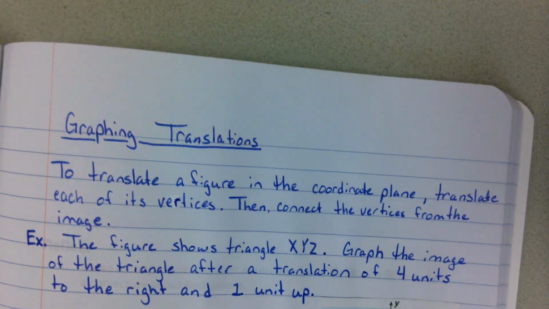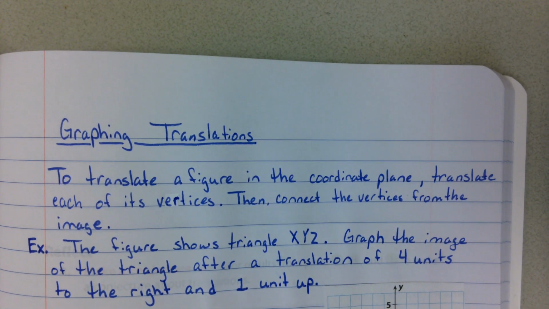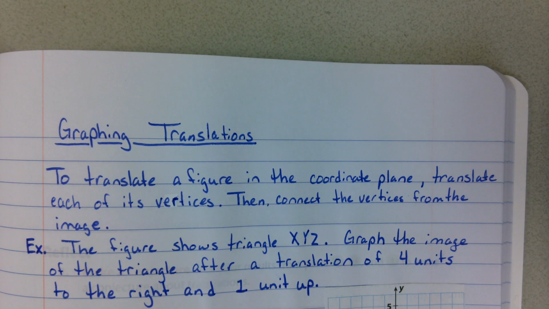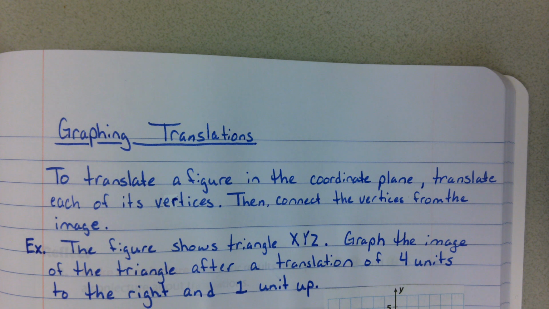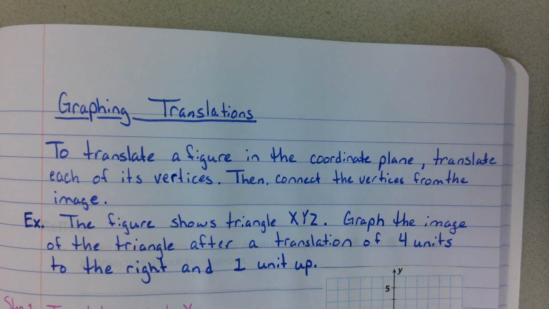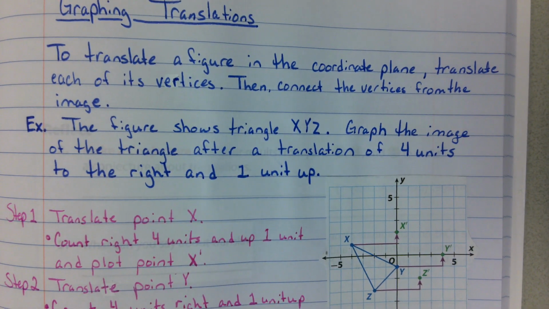All right, now we're going to look at graphing translations. To translate a figure in the coordinate plane, translate each of its vertices, then connect the vertices from the image. So here's an example. The figure shows triangle XYZ. Graph the image of the triangle after a translation of 4 units to the right and 1 unit up.